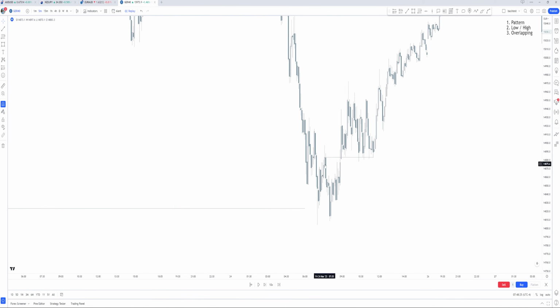So right here, this is a swing failure pattern. What is overlapping with this mitigation block? We have this gap, this volume imbalance. Below it is a little fair value gap. And you can see we are pushing higher after that. See how this video already gave a lot of information. And the breaker is not that difficult to spot. Just train your eyes to see it.